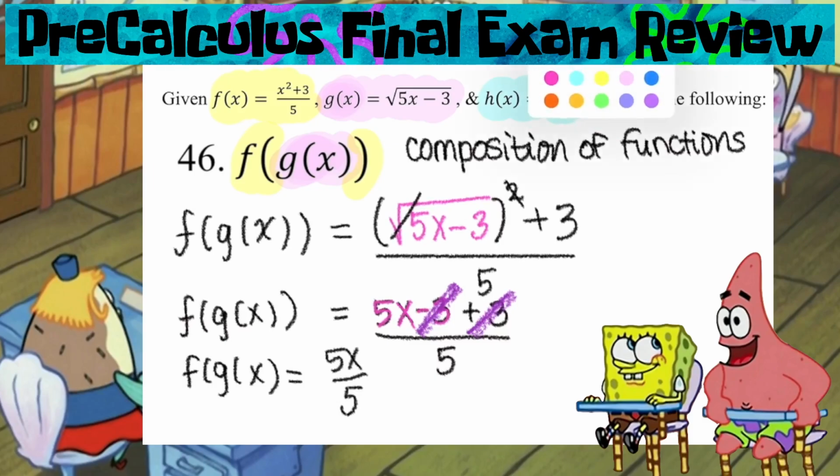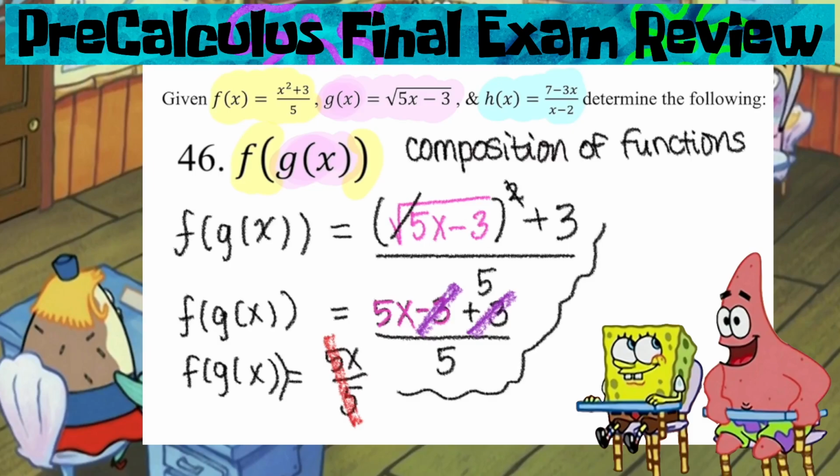Now, again, what can I do? Now, don't use the word cancel. We reduce, and what's left is, oh no, I forgot a parenthesis. How rude of me. There we go. And what is left is my final answer. F of g of x is equal to x.